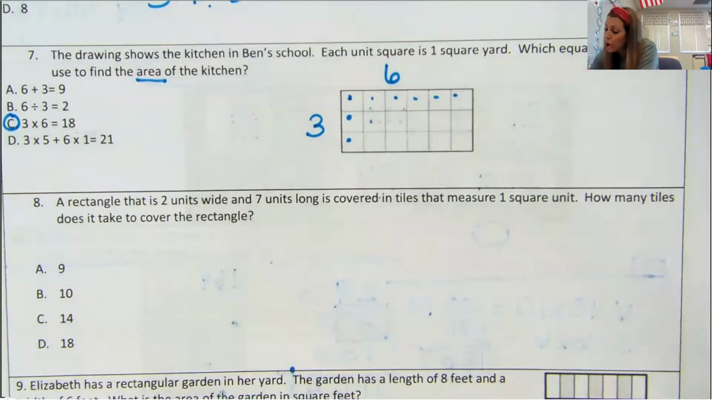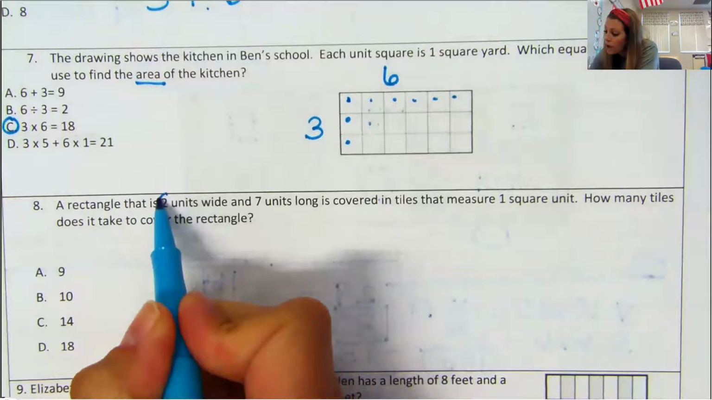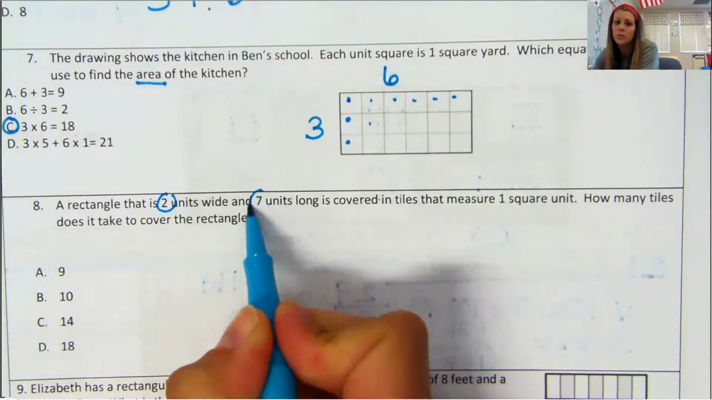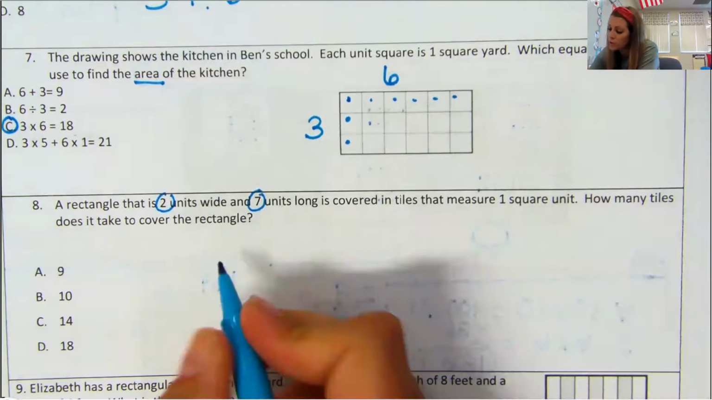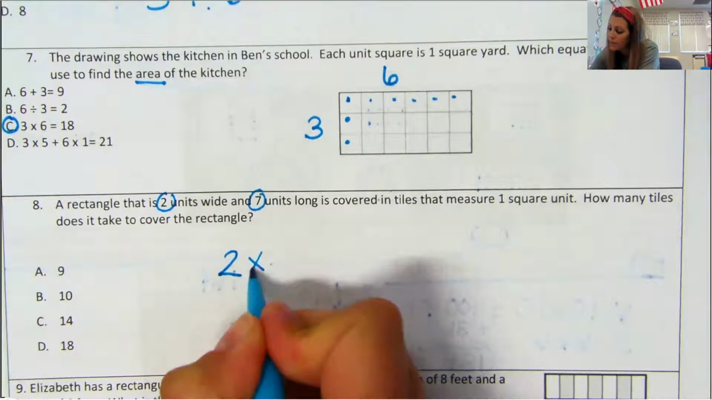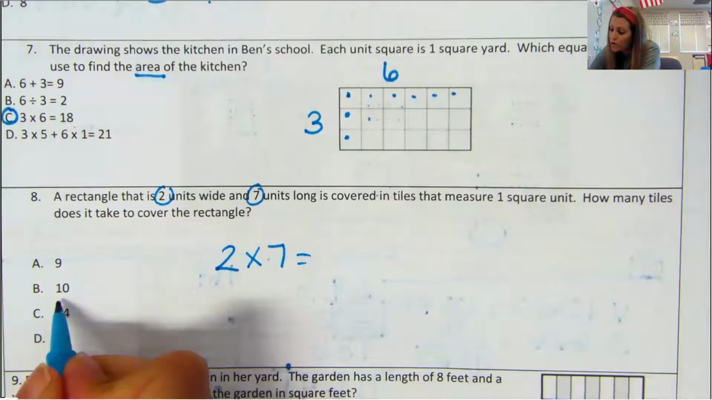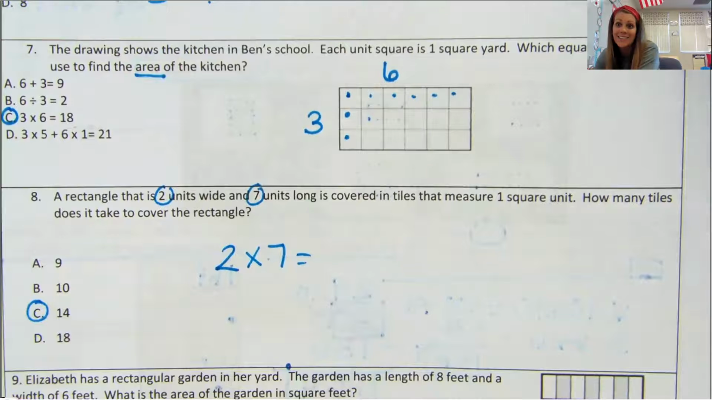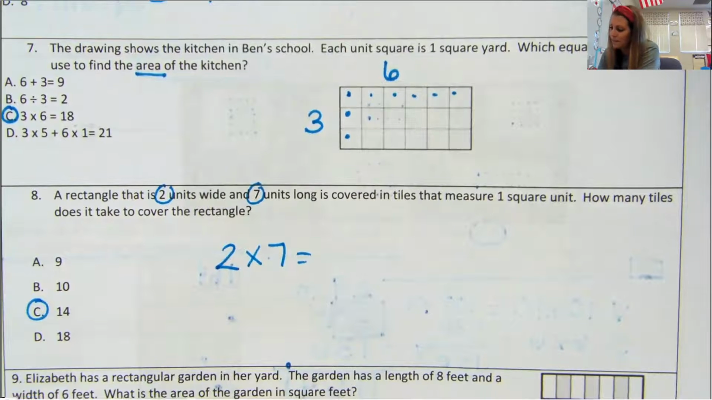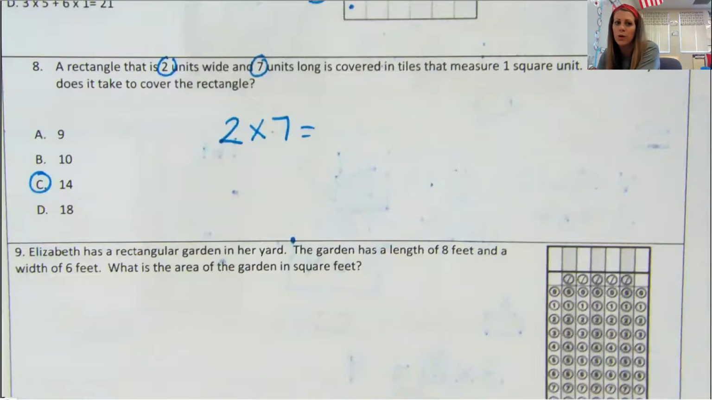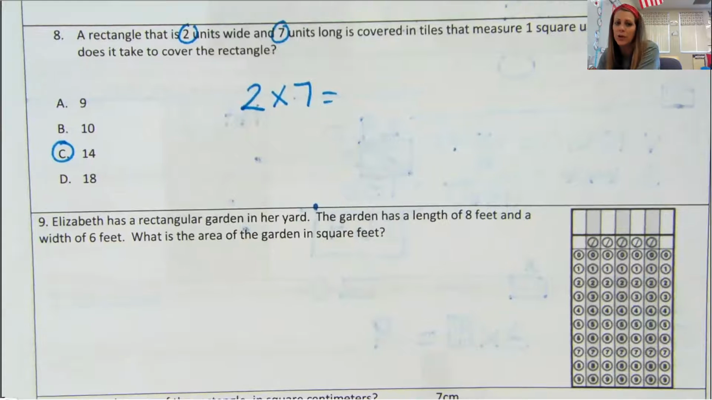All right, so 2 units wide and 7 units long. So we are doing 2 times 7, which equals what, my friends? 14, C. Okay. All right, 2 more. We're almost done. You're doing great.